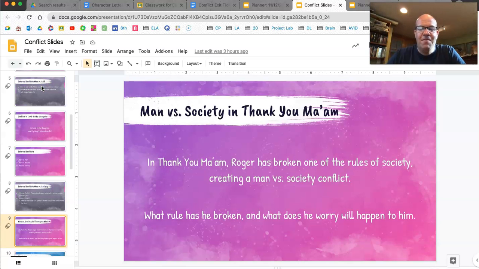When we look at man versus society, and thank you, ma'am, Roger has broken one of the rules of society. That is when he tries to steal Mrs. Luella Bates Washington Jones's purse. Okay, so this creates a man versus society conflict. The rule that he's broken, that stealing is not considered an acceptable norm in our society, and he's worried that Miss Luella Bates Washington Jones will haul him away, take him to the police, or that he'll go to jail.